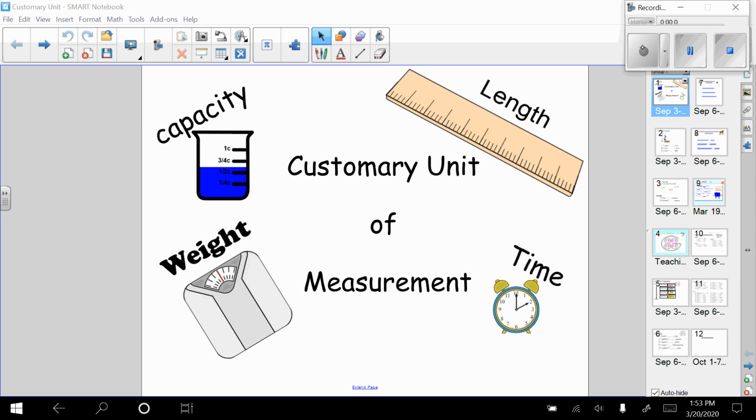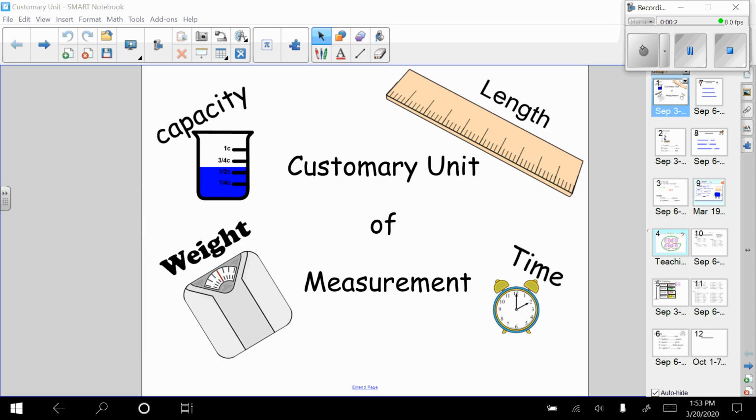All right. Well, we've already talked about the metric system. Today we're going to talk about the customary units of measurement. Actually, the customary units is what we use here in the United States to measure capacity, weight, length, and time. We are one of the few countries that use that, actually. Most countries do use the metric system. So let's see what we know.